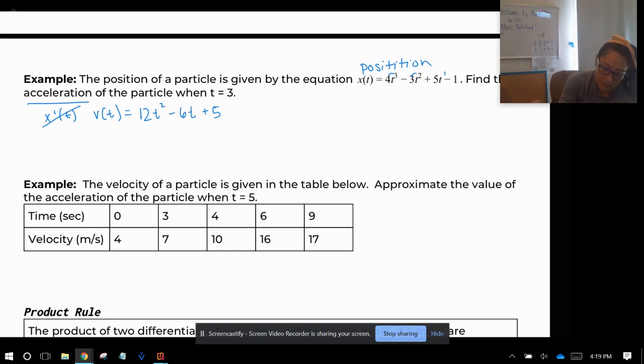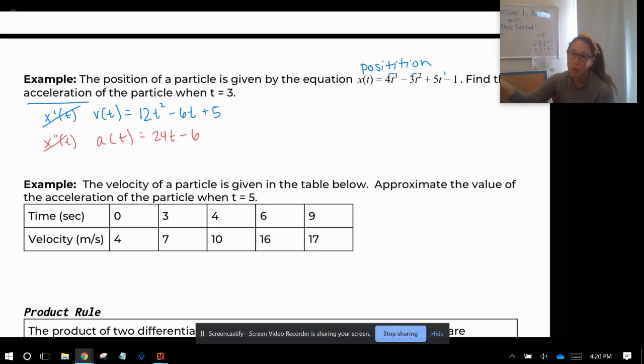So how do I get the acceleration function? I take the double derivative of x of t, which was also equal to a of t, the acceleration function. All right, take the derivative. 24t minus 6. And now I know the equation for acceleration for my whole entire function.